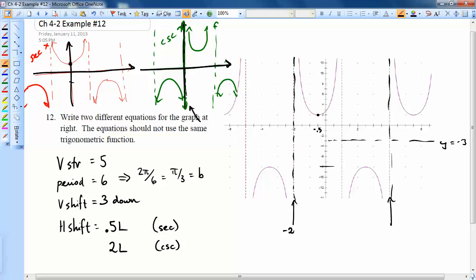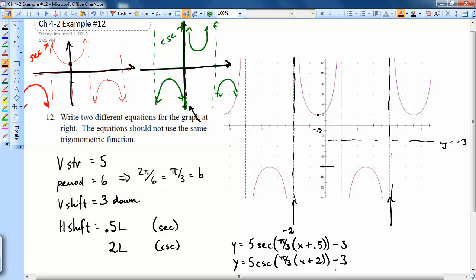So let's write these out. The first one, the secant version, would be y equals 5 secant, and then I've got my b is pi over 3, and then x, and I'm going 0.5 left, so that would be plus 0.5, and then 3 units down, so minus 3. The other one would be y equals 5 cosecant, and we've got the pi over 3 still, and then the x plus 2, and then down 3 units. So there are 2 different forms you could get.